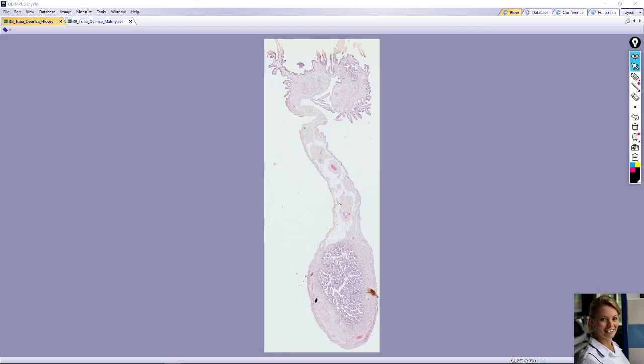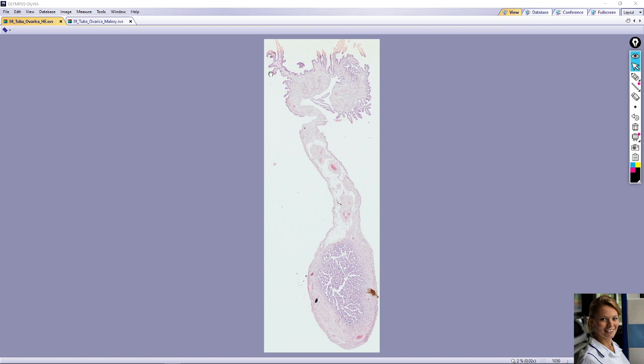In this video, we will take a look at the slide of uterine or fallopian tube. This slide is stained with hematoxylin eosin. In this slide, you can see a cross-section through the fallopian tube here, and a cross-section through the mesosalpinx, ligament of broad ligament, which contains blood vessels which support the ovary and fallopian tube.